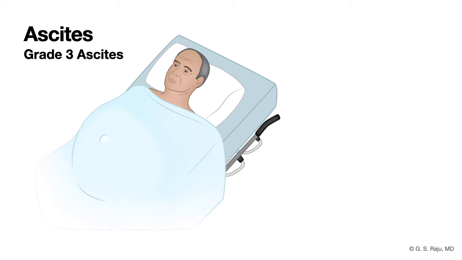Here is a gentleman who has ascites, and you could actually see that he has ascites when you stand at the foot end of the bed. The abdomen is grossly distended and bulging. And you can also see an umbilical hernia through the covers. So this is a grade 3 ascites.